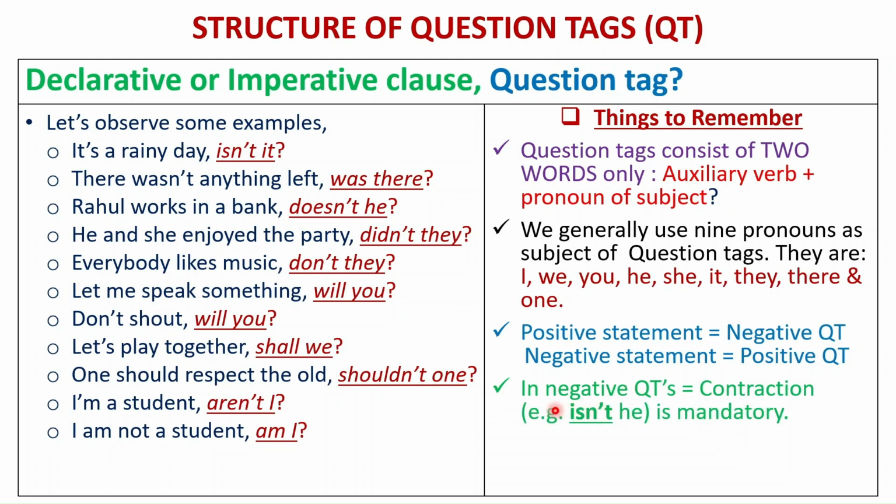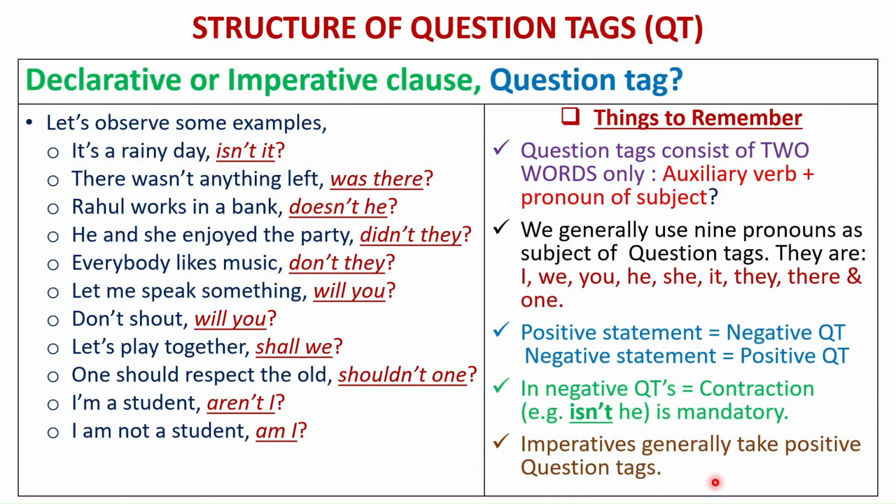Another one is in negative question tags, contraction is mandatory. Contraction means we have to contract this negative word to make a single word because there is the limit for the words in question tag. We cannot use more than two words here. Therefore, this not should be contracted and there should be the use of two words only. We cannot say did not they. We have to make contraction and we have to make didn't they, don't they.